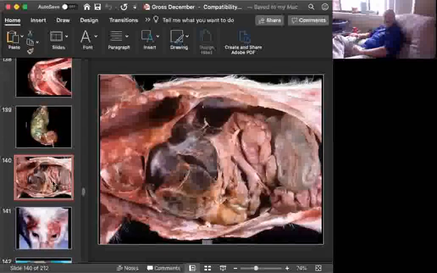Slide number 6 is tissue from a pig. Can you give me a morphologic diagnosis, and three possible causes?